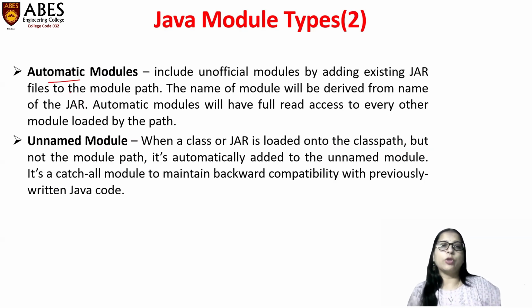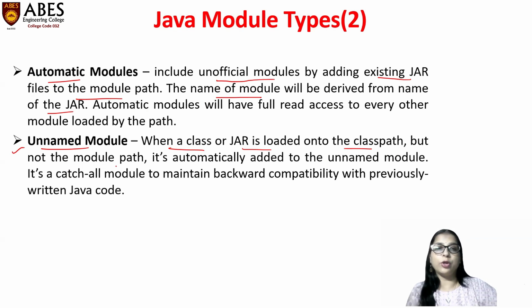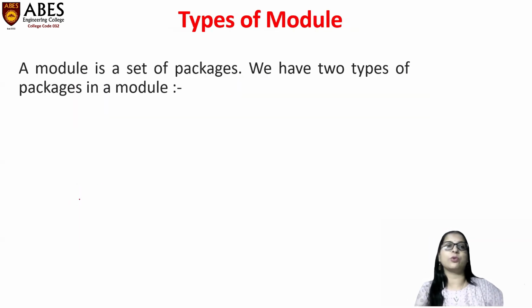The third category is automatic modules. These basically include unofficial modules, made possible by adding existing jar files to the module path. The name of the module will be derived from the name of the jar file. The fourth one is the unnamed module. When a class or jar file is loaded on the class path, but not on the module path, it is automatically added to the unnamed module. It is like a catch-all module to maintain backward compatibility with previously written Java code.